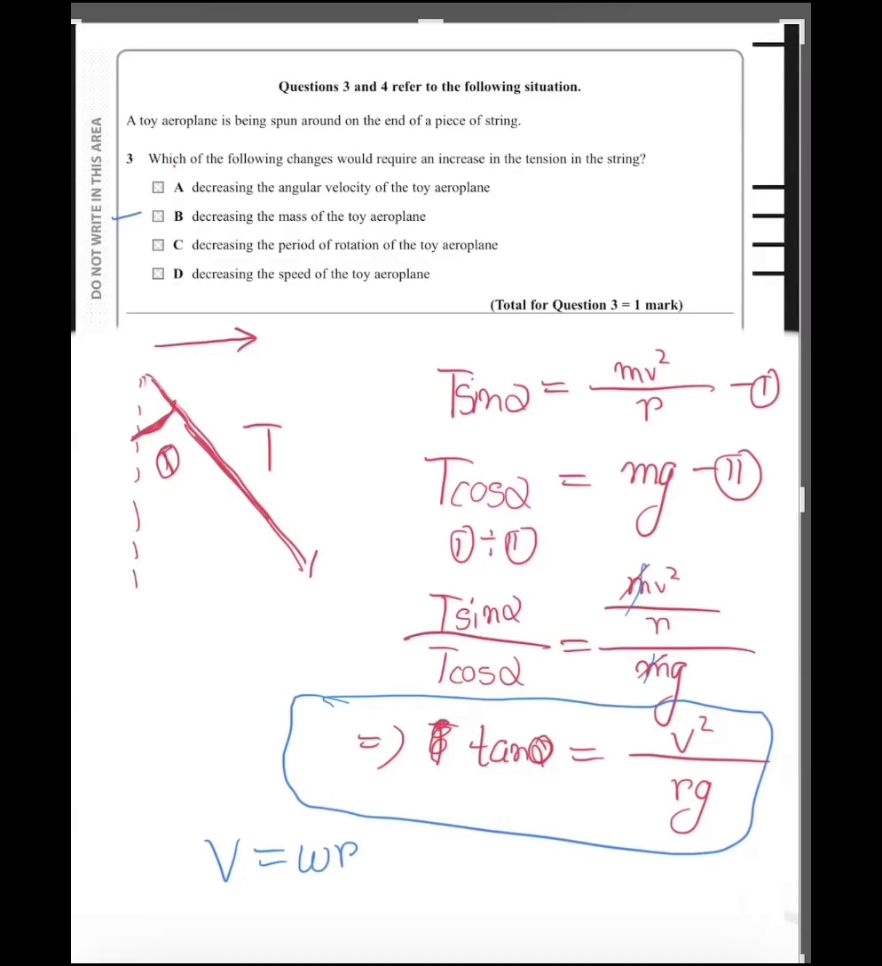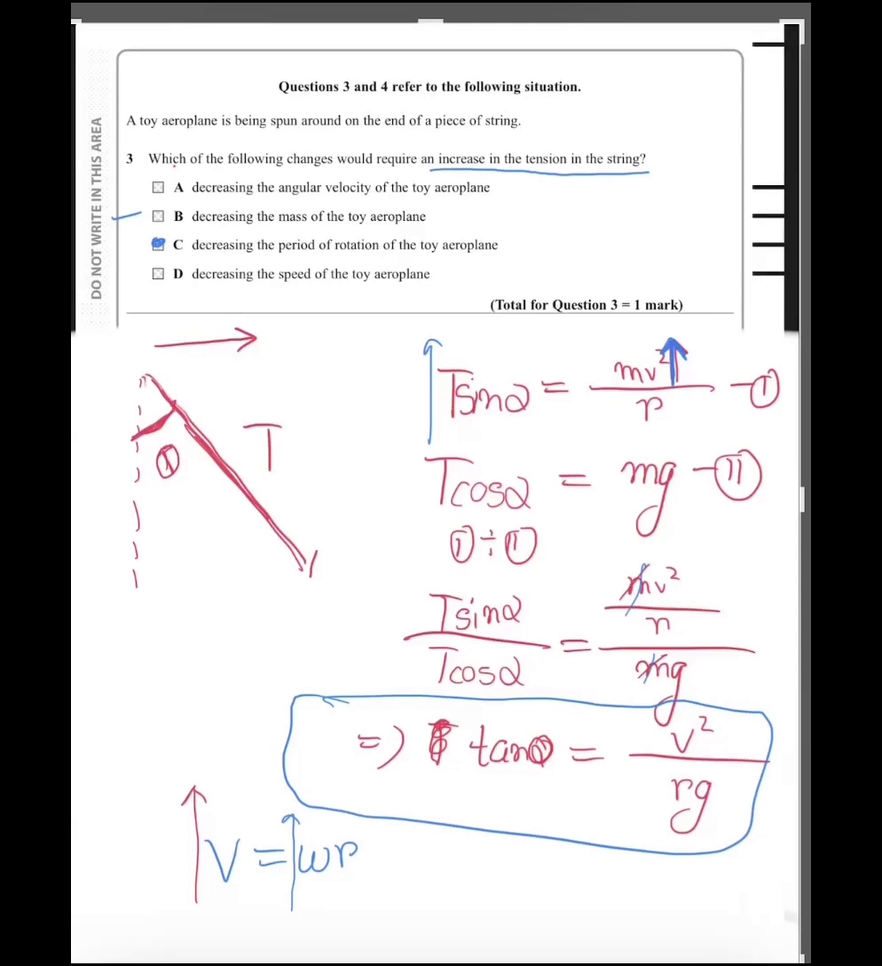C, decreasing the period of rotation of the toy airplane. So if we decrease the period, this means we are increasing the angular velocity, so the velocity increases, and when the velocity increases, the tension increases. So this change would cause an increase in the tension in the string, so the answer is C.